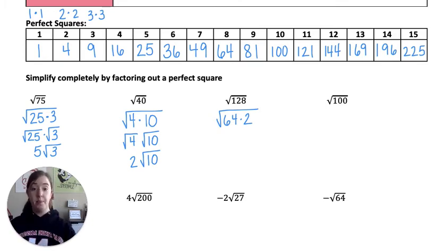So now I'll split that up into two separate square roots, the square root of 64 and the square root of 2. The square root of 64 is 8, but we don't know what the square root of 2 is, so we'll just leave it there.